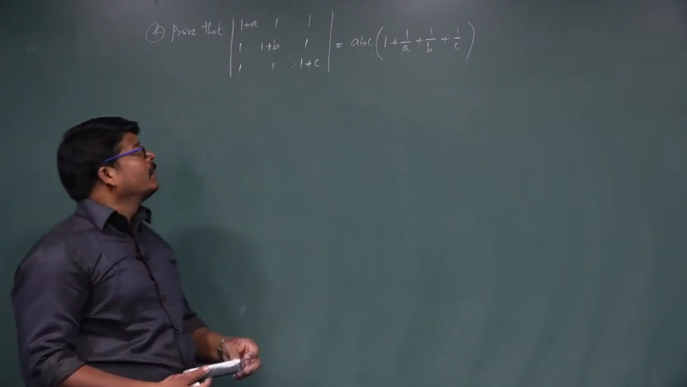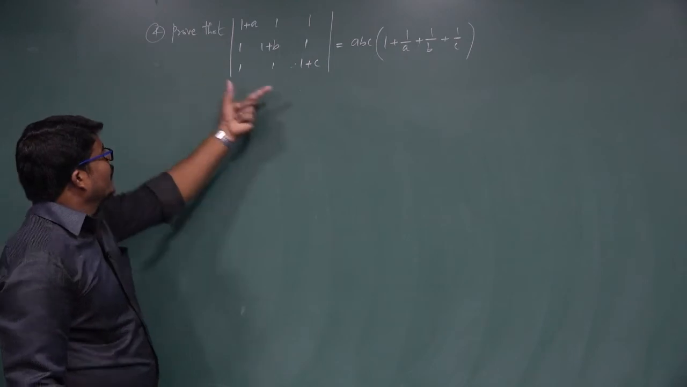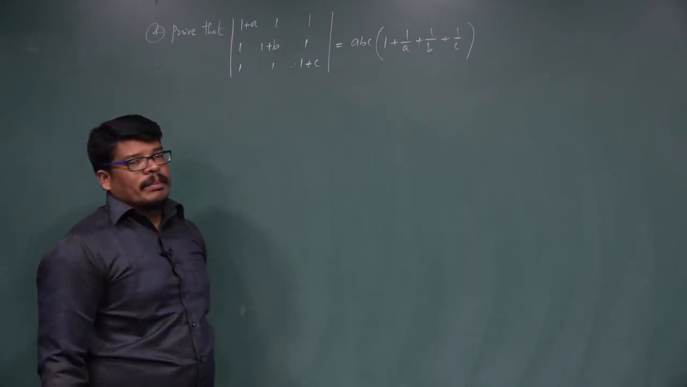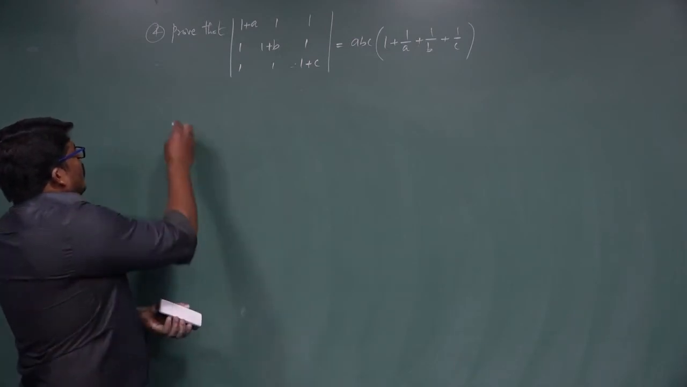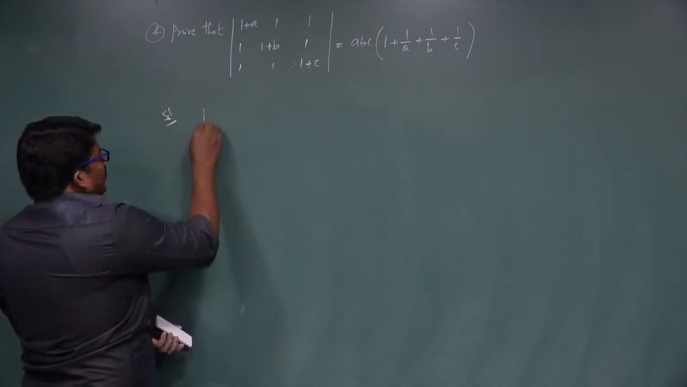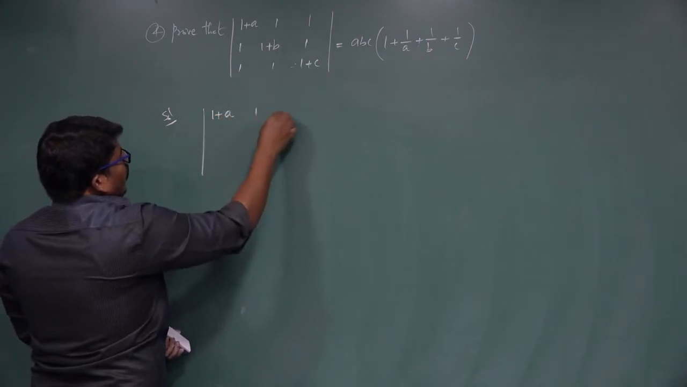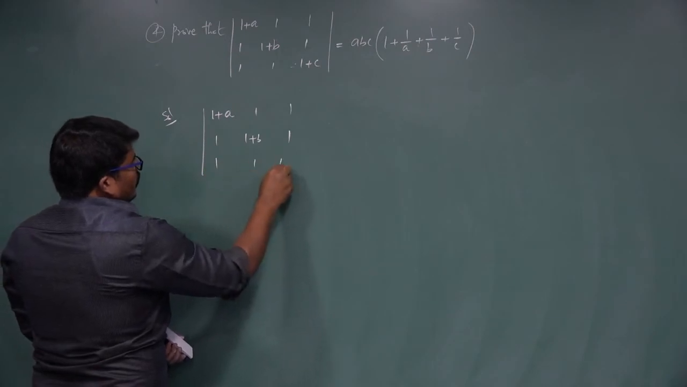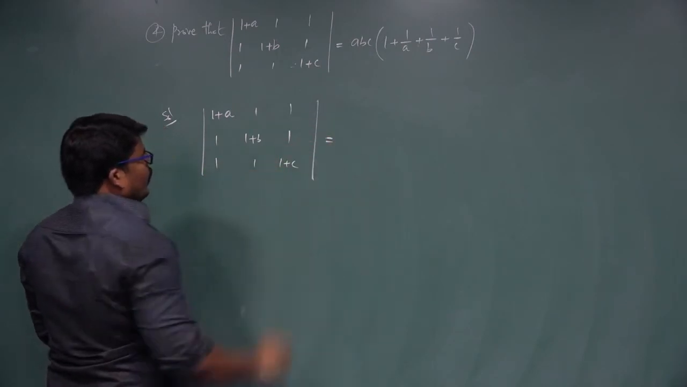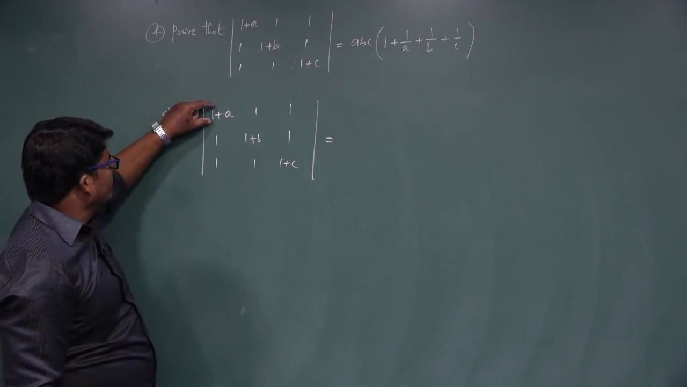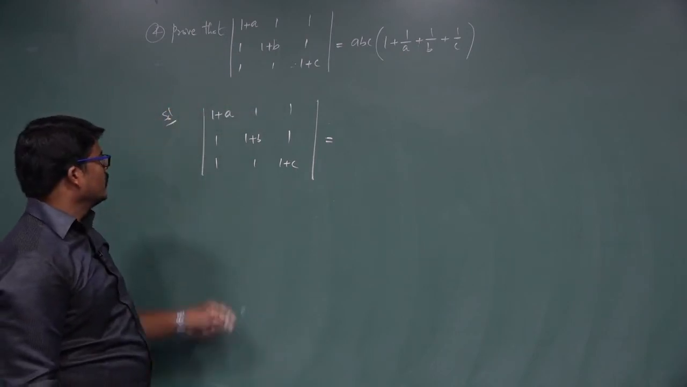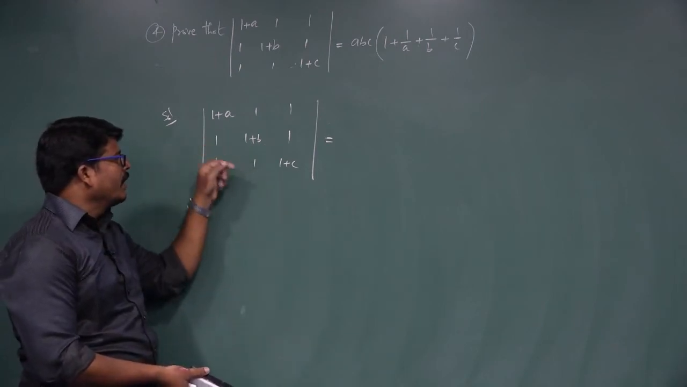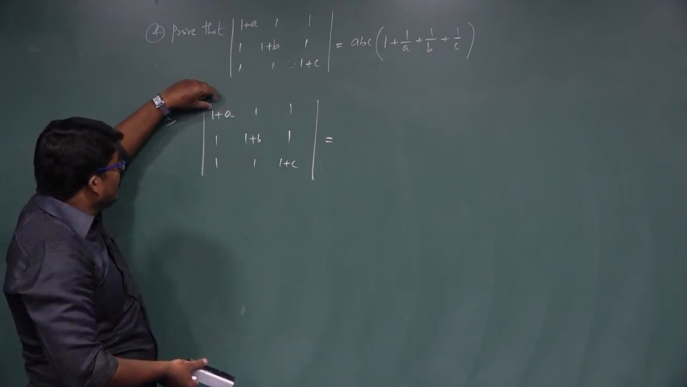Next one, fourth question. Prove that the determinant is equal to ABC into 1 plus 1 by A plus 1 by B plus 1 by C. Now take LHS. LHS is the determinant 1 plus A, 1, 1; 1, 1 plus B, 1; 1, 1, 1 plus C. The first row is 1 plus A, 1, 1. Second row 1, 1 plus B, 1, and third row 1, 1, 1 plus C. Now reduce the determinant.